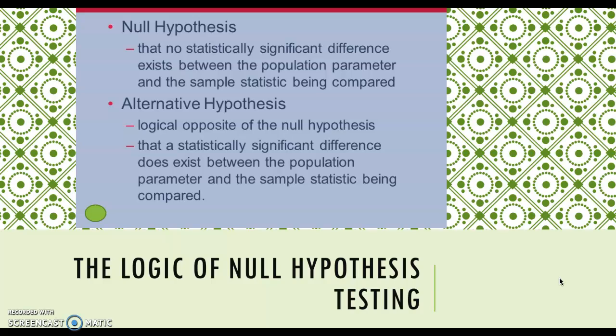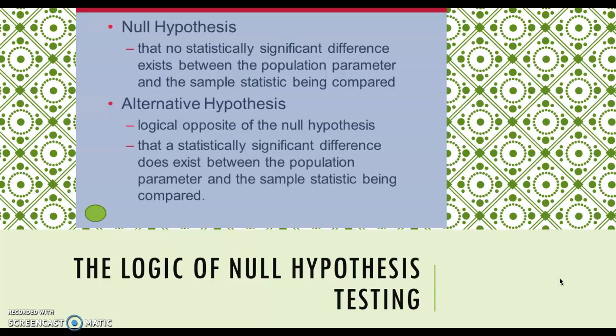A crucial step in null hypothesis testing is finding the likelihood of the sample result if the null hypothesis were true. This probability is called the p-value. A low p-value means that the sample result would be unlikely if the null hypothesis were true and leads to the rejection of the null hypothesis. A high p-value means that the sample result would be likely if the null hypothesis were true and leads to the failure to reject the null hypothesis.